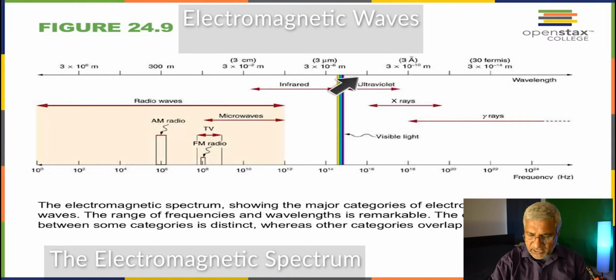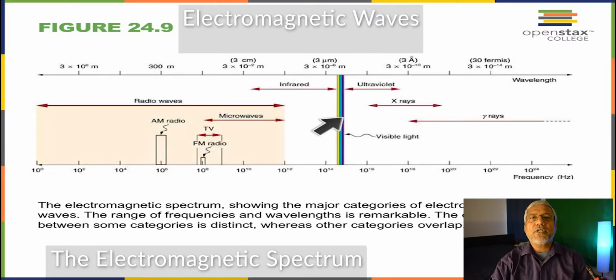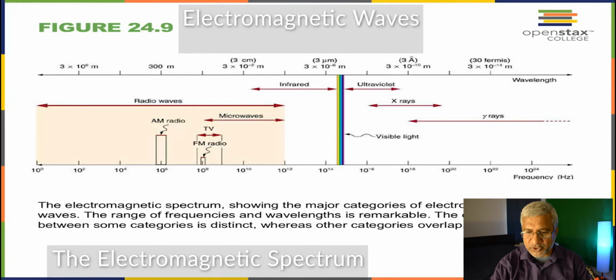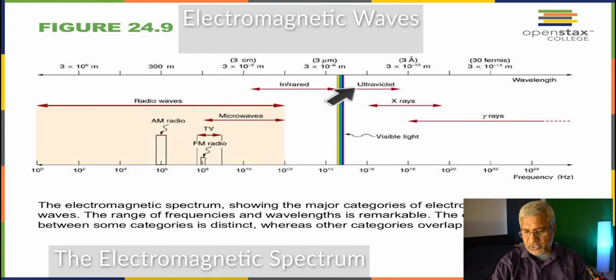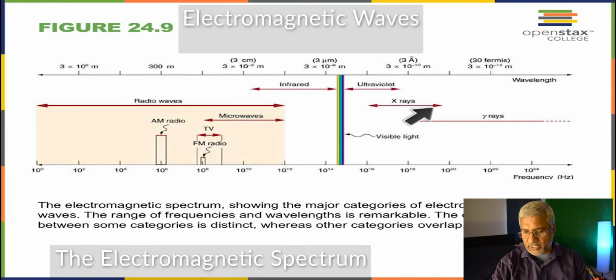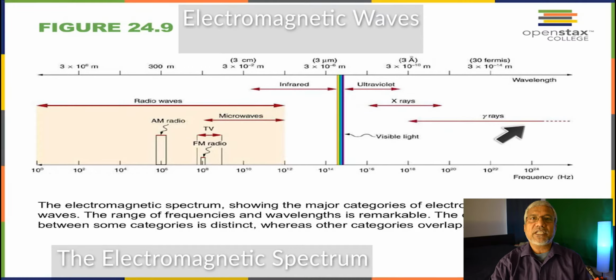And then you have a tiny, tiny region here, which is the only region that we can see with the human eye, and that's called the visible region. That is the visible region. And then on the other side, you have ultraviolet, followed by X-rays. Right now, the frequency is increasing until when we get to gamma rays, the frequency is so high.